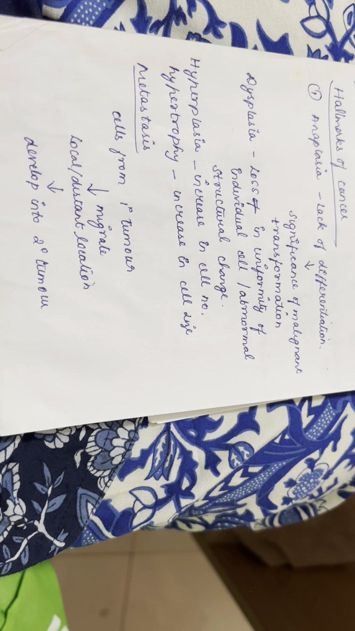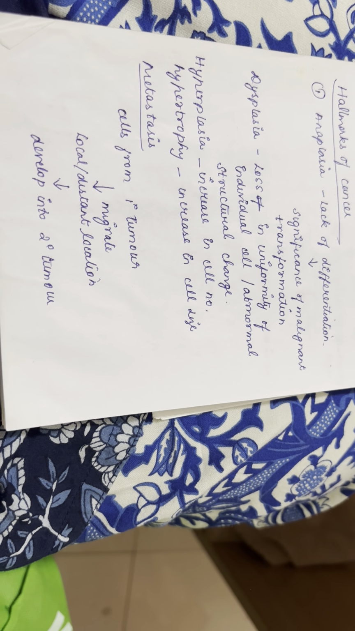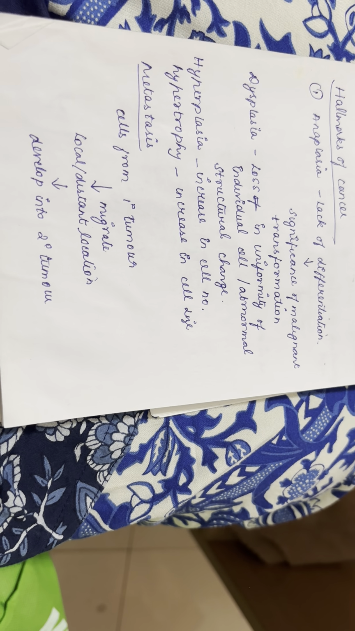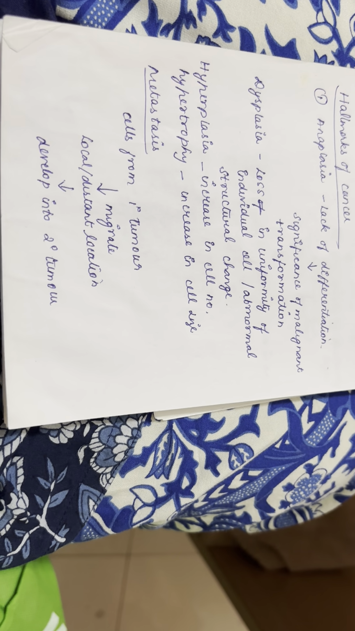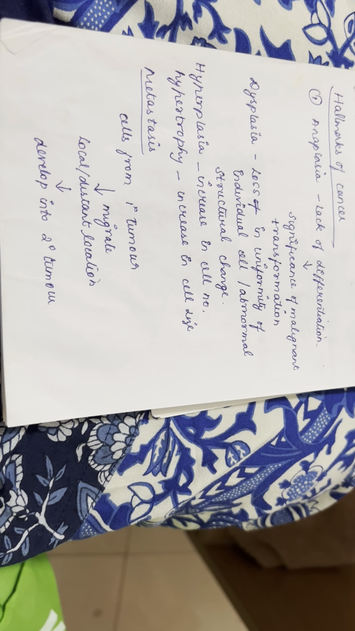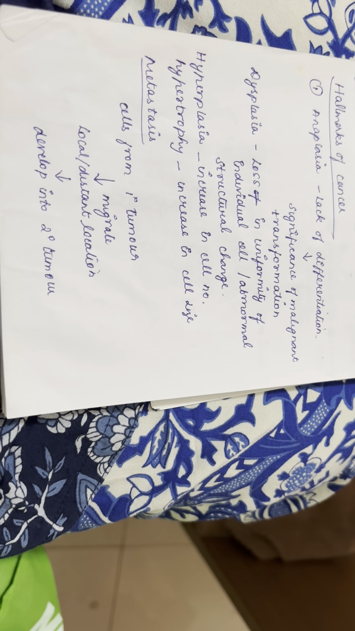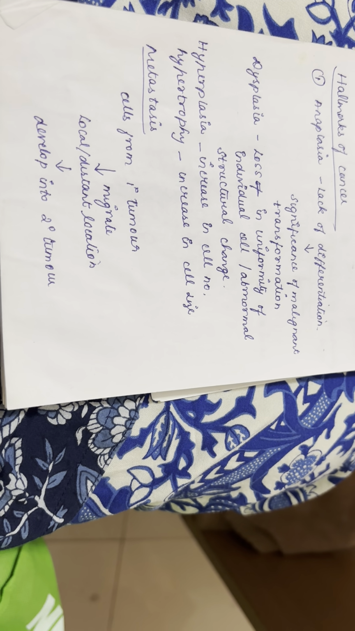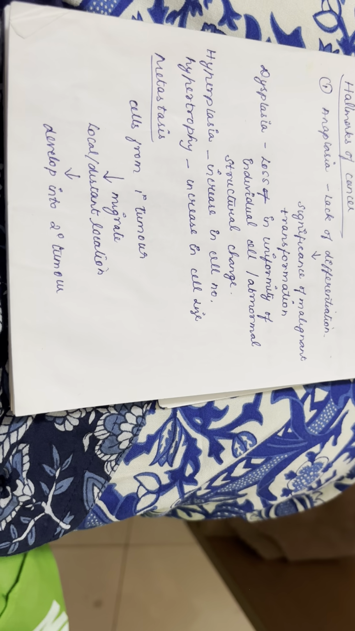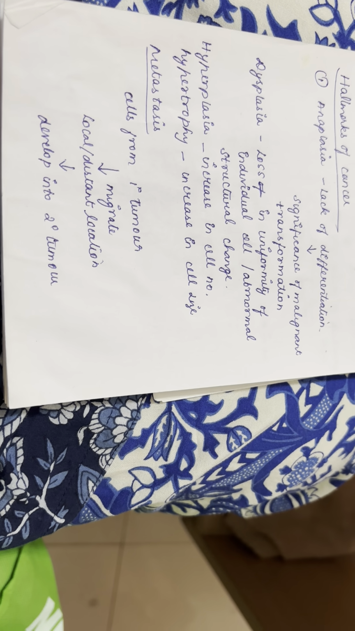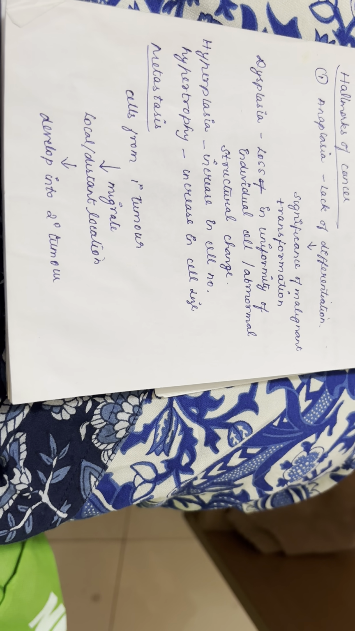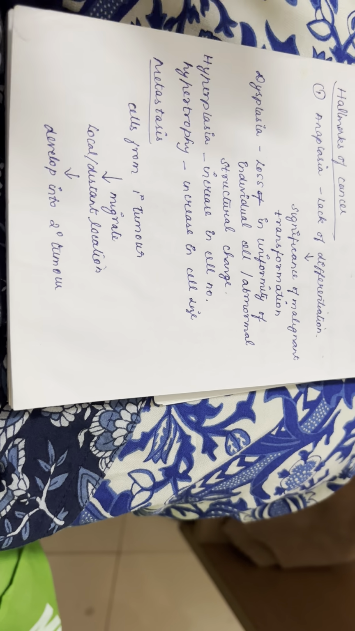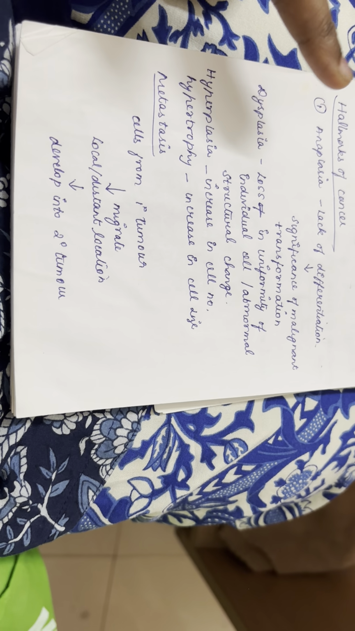What is differentiation? The normal cell keeps on dividing, right? When it is getting differentiated, structural morphology and structural features must be developed. So once it is differentiated, it will obtain the structural features. In case they are lacking those features, it means there is a lack of differentiation. That term is called anaplasia.